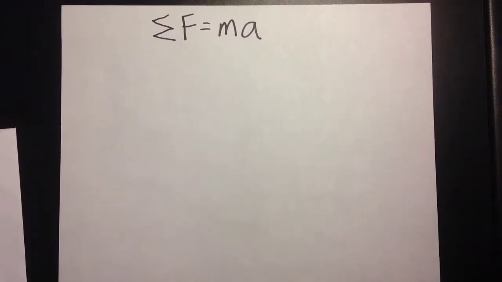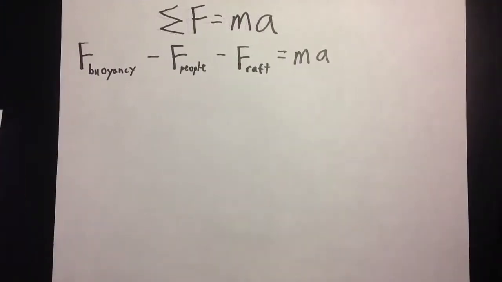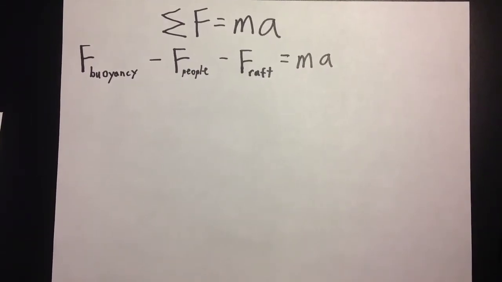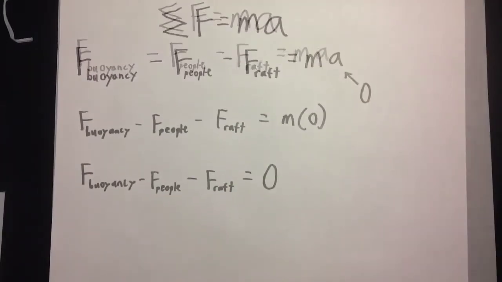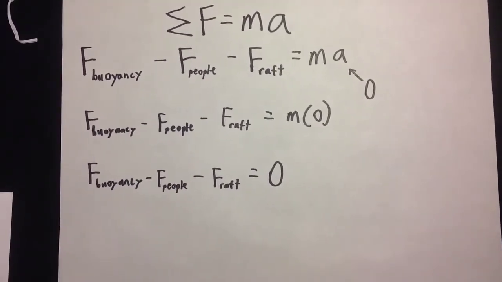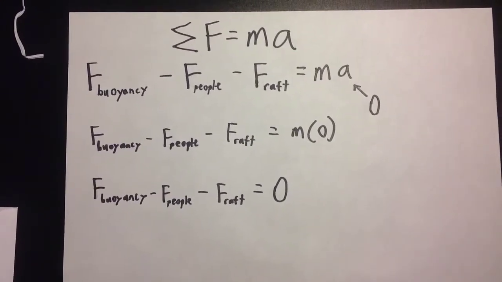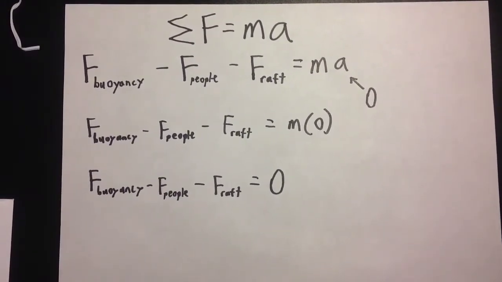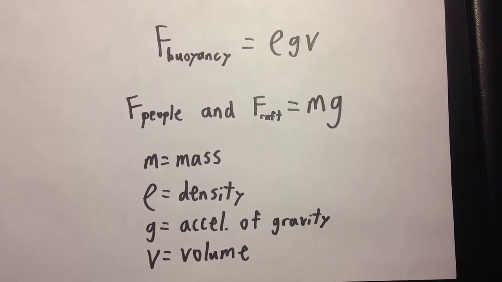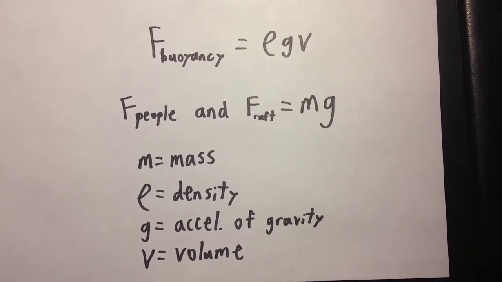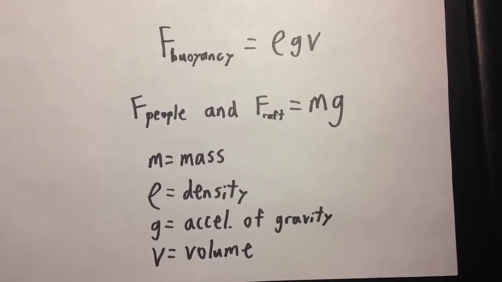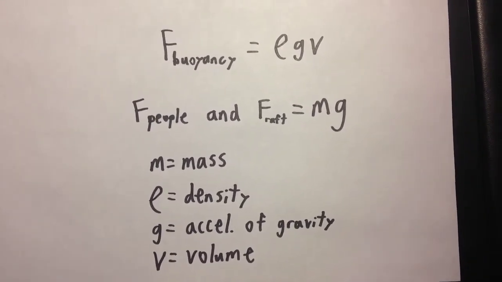We must start off by writing net force equals mass times acceleration. We can write this equation out as force of buoyancy minus force of the weight of the people minus force of the weight of the raft equals mass times acceleration. Since acceleration is going to be 0 and mass times 0 has to be 0, we now have the equation as force of buoyancy minus force of the weight of the people minus force of the weight of the raft equals 0. The force of buoyancy equals rho gV. The force of the weight of the people and the force of the weight of the raft equals mg. M equals mass, rho equals density, g equals acceleration of gravity, and V equals volume.